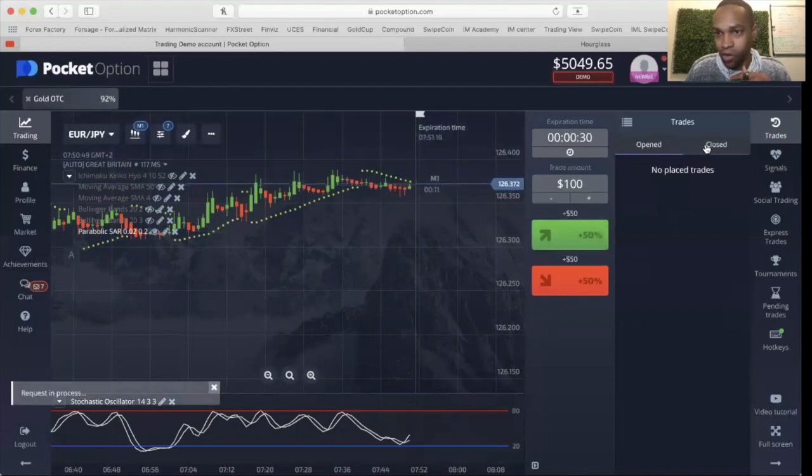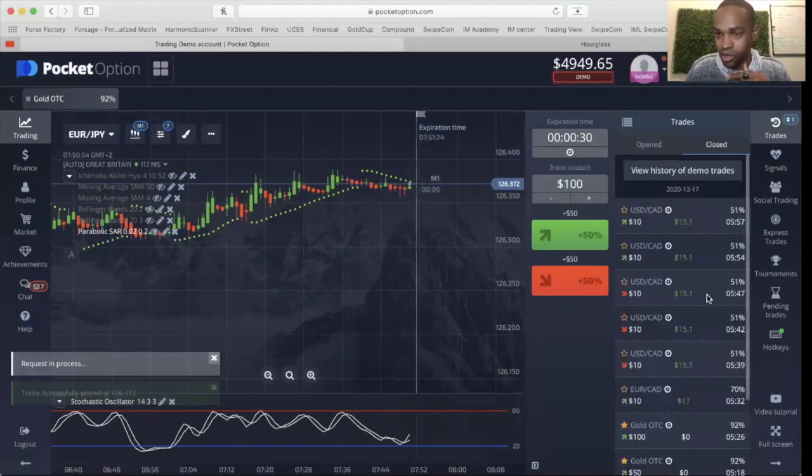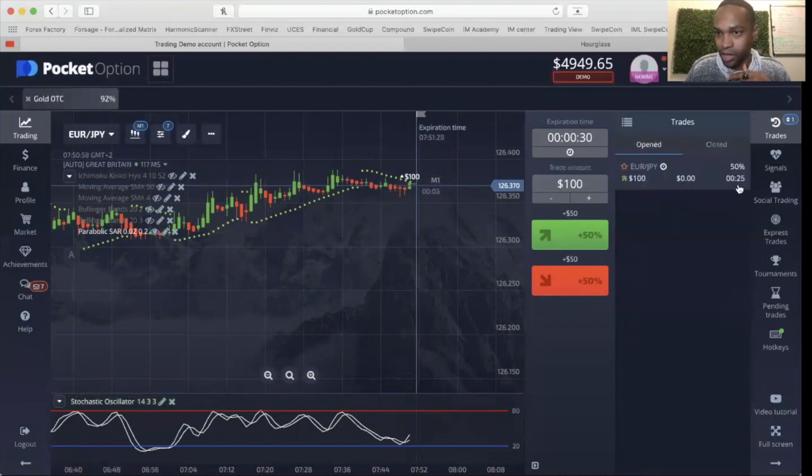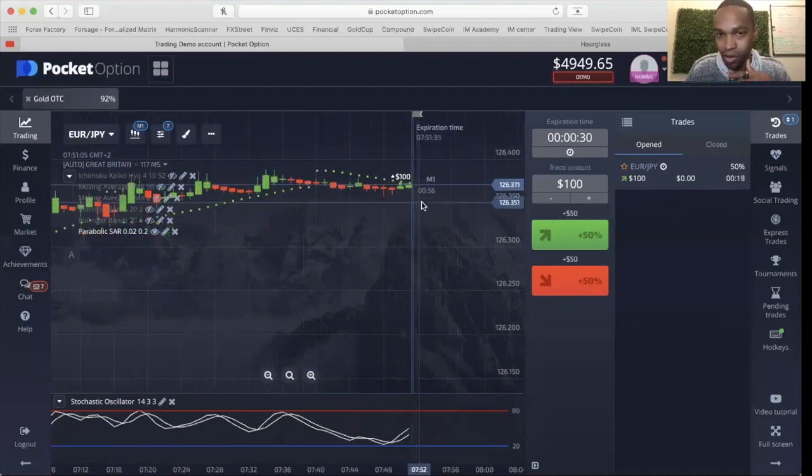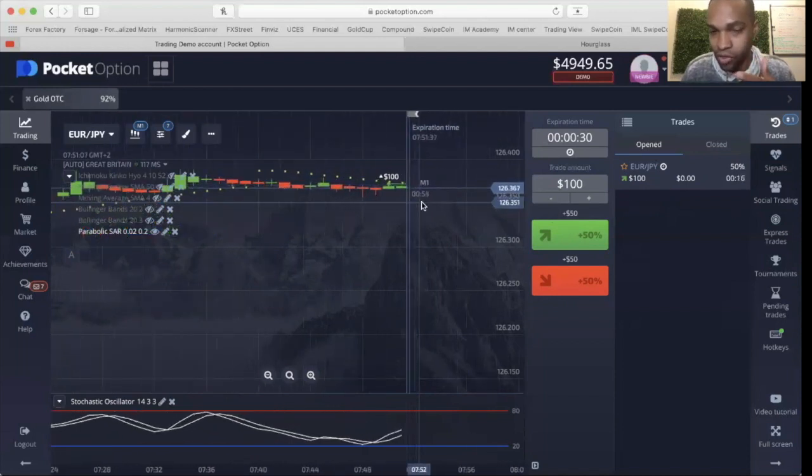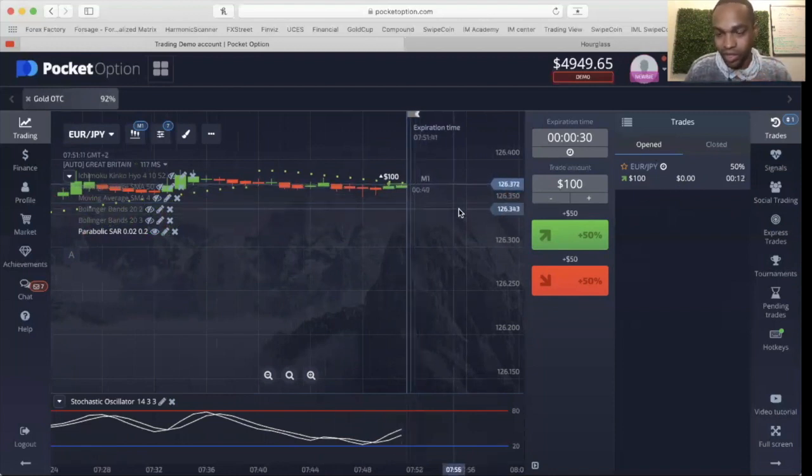You can click over here and look at the trades that are currently closed. These are the trades that I closed and actually won money on. And if I go right here, you see this timer, it shows you exactly what's happening with your trade. So if the trade closes above, then I'll make that $100. And if it trades below that level, then I'll lose the $100. So it's a very simple app.